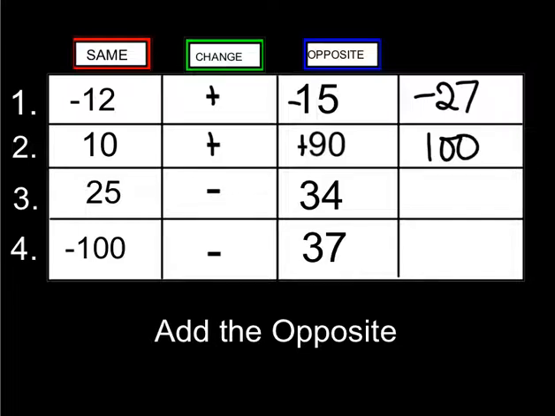25 minus 34, well, that we can change to adding a negative 34 and say, okay, 34 minus 25, remember, same signs, add and keep. Different signs, we subtract and keep the sign of the greater absolute value. So 34 minus 25 is 9, and the greater absolute value is the negative 34, so it's a negative 9. And then, lastly, negative 100 plus a negative 37 is a negative 137. So adding the opposite.